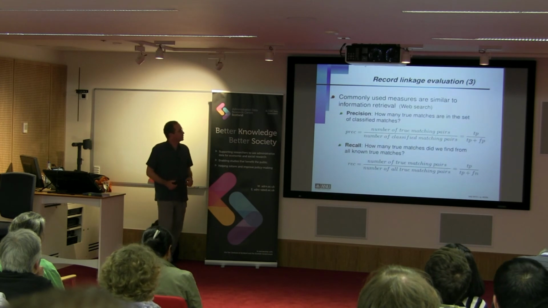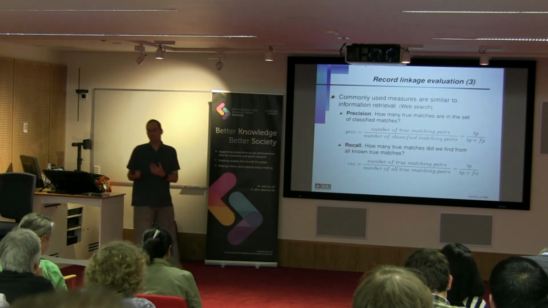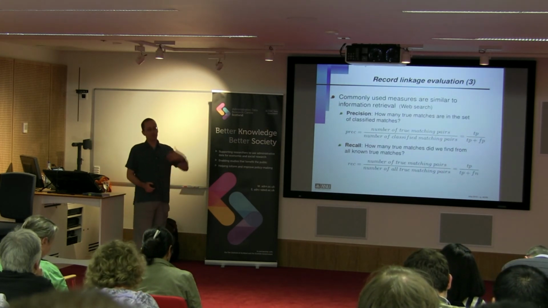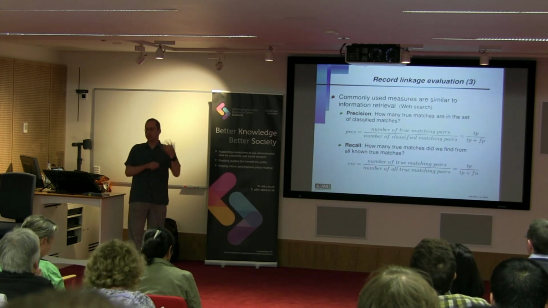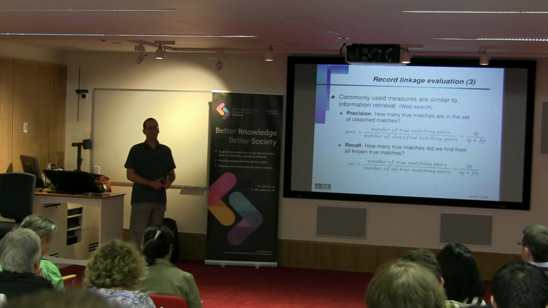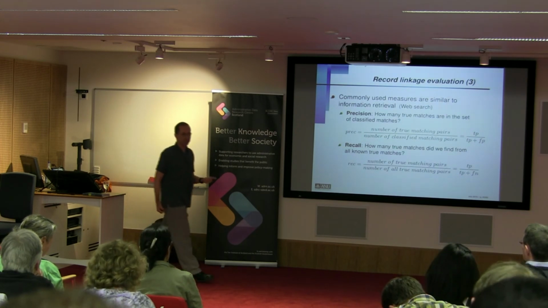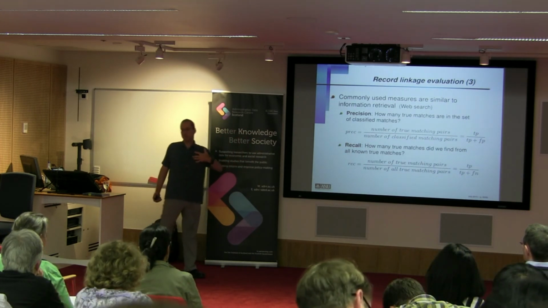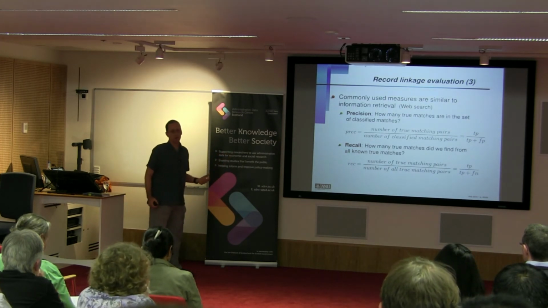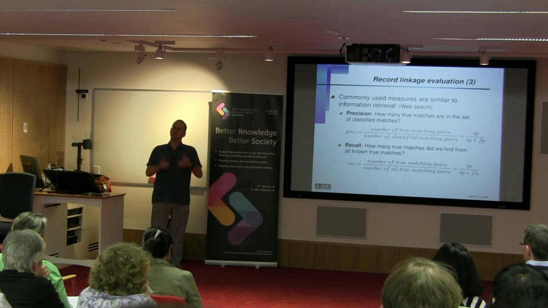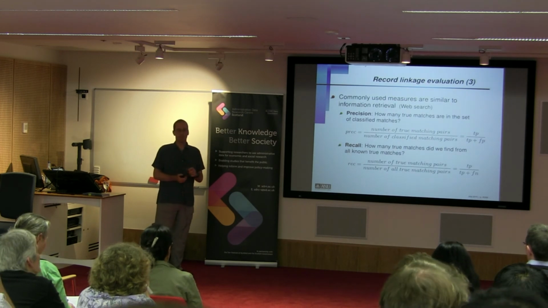What we use instead are two measures which are also used in information retrieval, so web search. When you query something to Google or Bing or whatever, you get a set of results back. There are two measures used in that domain. The first one is precision: how many of the results you get back from the search engine are relevant? And the second one is recall: how many of the relevant results did you actually get back?